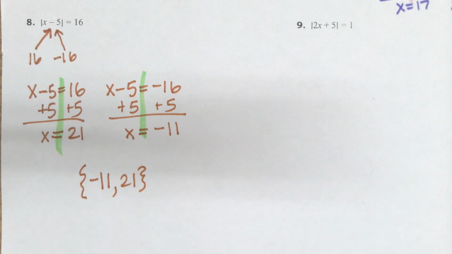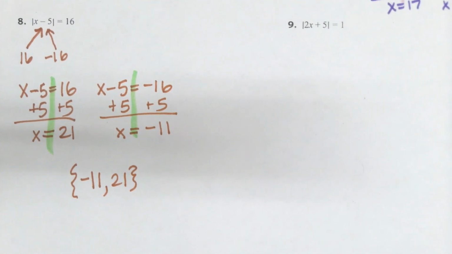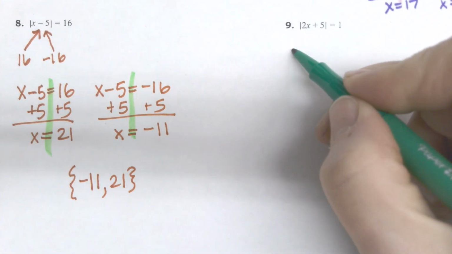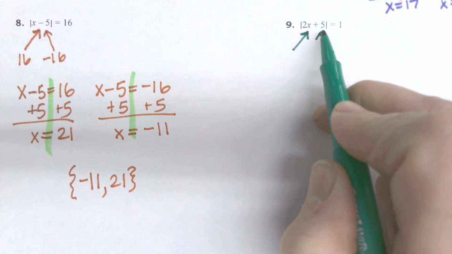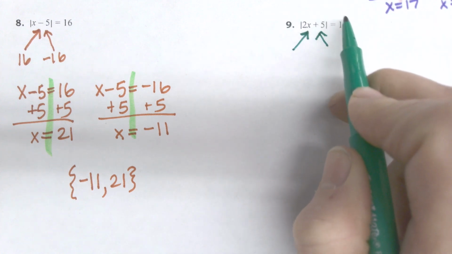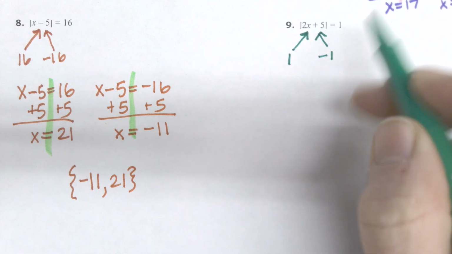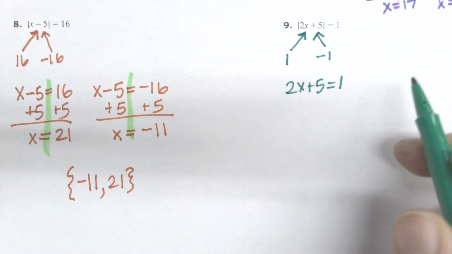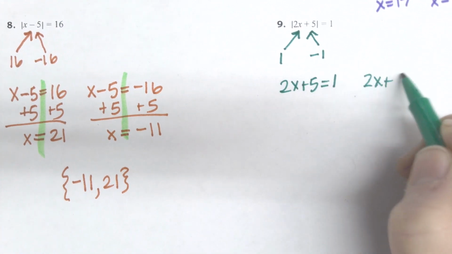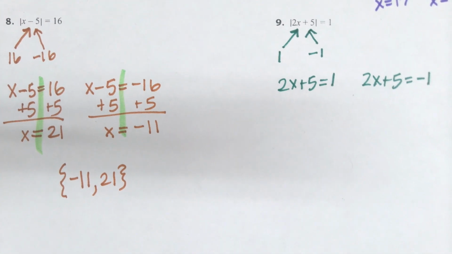All right, help me set up the next one, please. Again, thinking about what my options are. 2x plus 5 has two possible answers that would give me 1 and negative 1. You got it. So 2x plus 5 could be 1, or 2x plus 5 could be negative 1 to produce the solution we want.